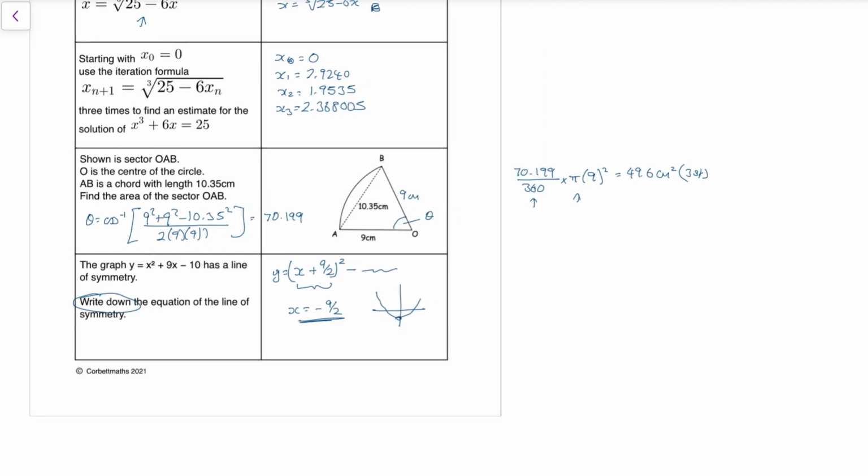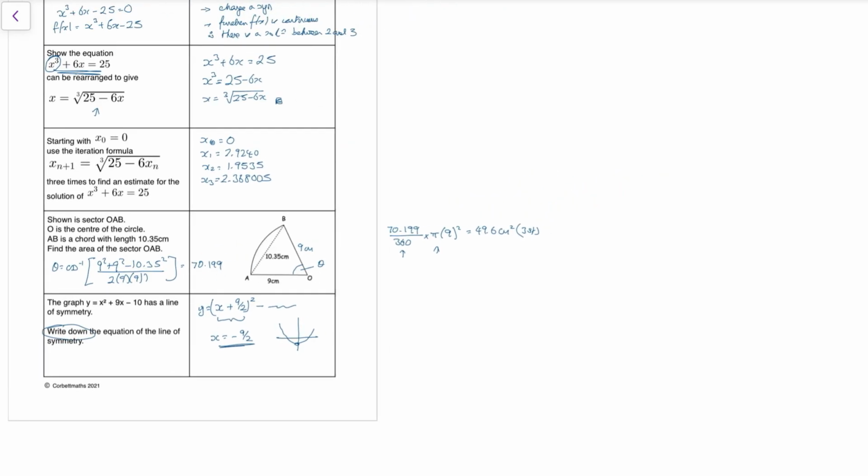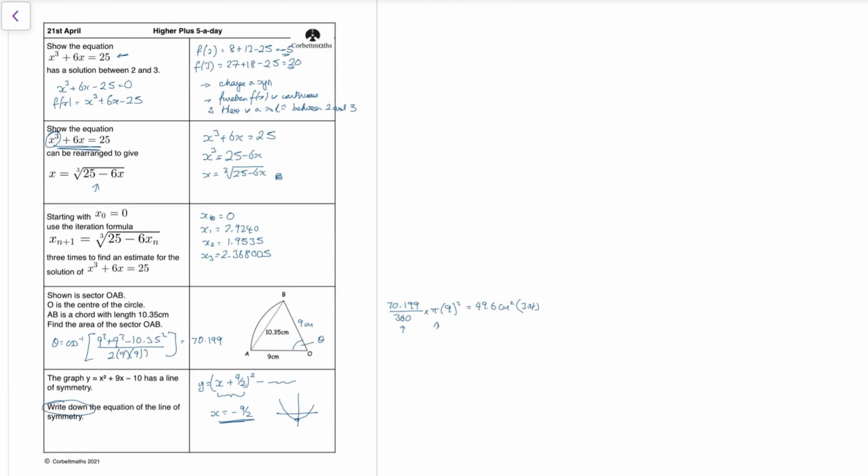Nice easy end today. Well, also easy if you know what you're doing. Again, do make sure you're okay with that iteration. Relatively straightforward marks in the exam. A good reversed angle question with the sector, and a nice little do you understand what completing the square does at the end.